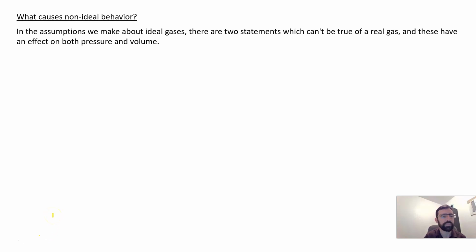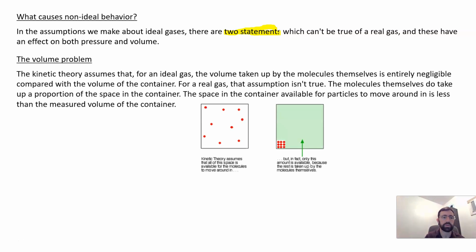First of all, what causes non-ideal behavior? In the assumptions we make about ideal gas laws, there are two statements that really make a difference, that are not true for real gases, and they affect both pressure and volume. So let's talk about the volume problem first.